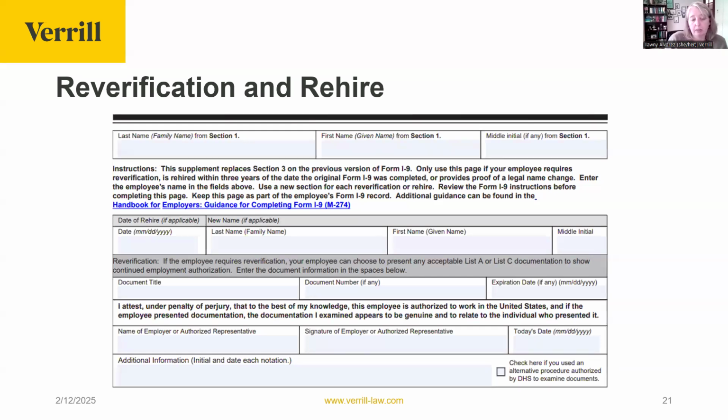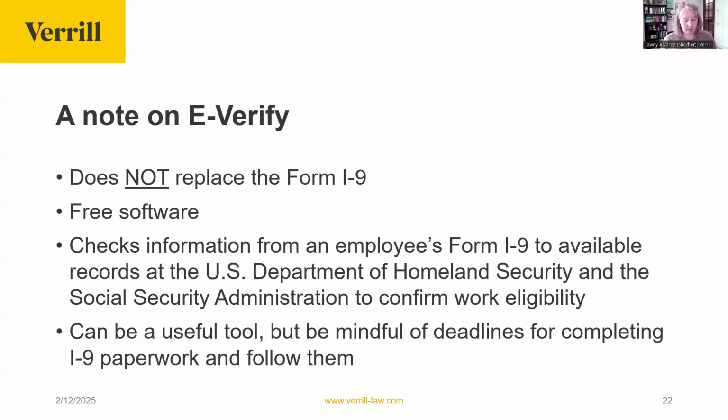If it's a rehire, then you don't need to, because you still have document A, B, or C. If it's a rehire and the documents that have previously been provided have expired, however, then you're going to have to do the re-verification element as well. And then finally, you're going to do your full name, your signature, and the date. In most situations, there's not going to be any additional information unless you're using an alternative procedure, and then you're going to check that box to identify what process you used. Go to the next slide.